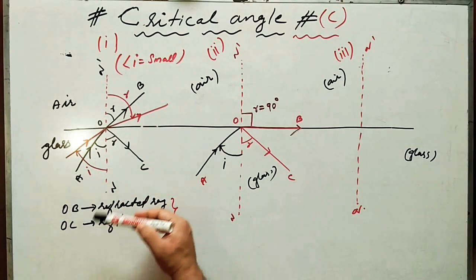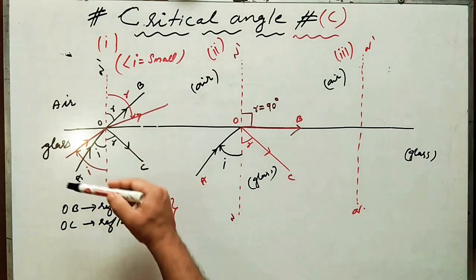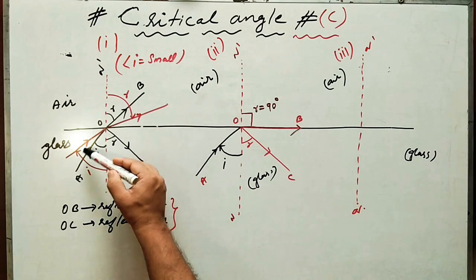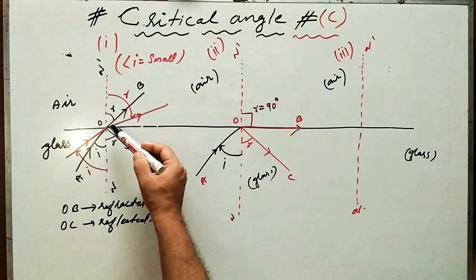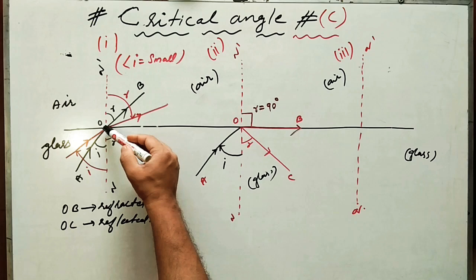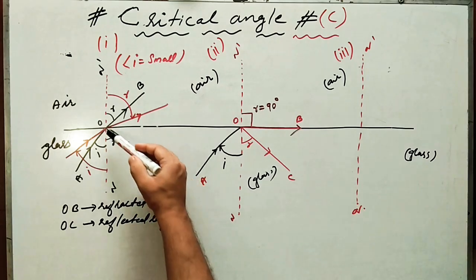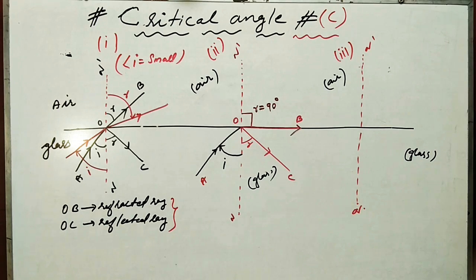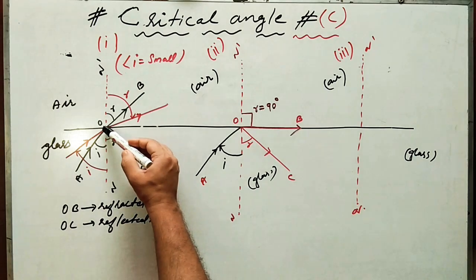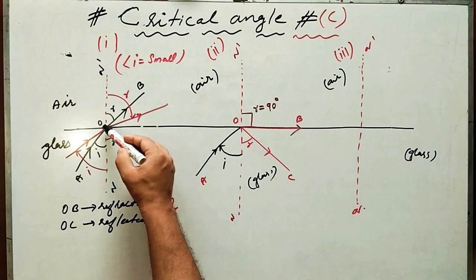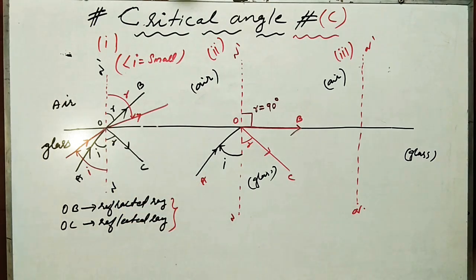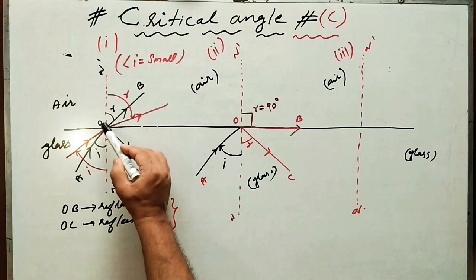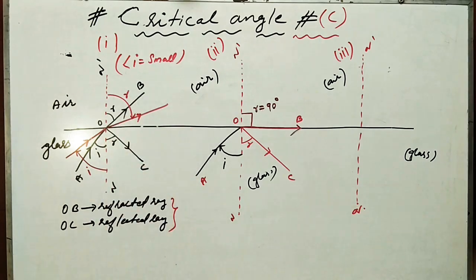As you can see, the incident ray, when emerging from denser medium to rarer medium, is partly reflected along OC and partly refracted along OB, such that we get a strong refracted ray OB and a weak reflected ray OC. Since the ray of light is traveling from denser medium to rarer medium, it bends away from the normal.